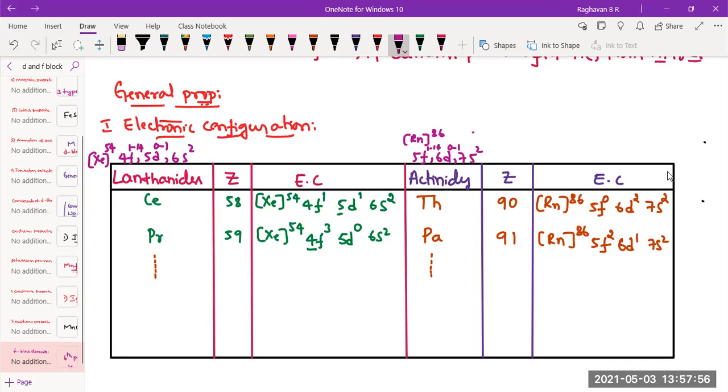One major reason for that is that most of the elements are radioactive. The rest, rare earths, are less found, and there is the complexity of F orbitals. These are all the factors which add up to make it less explored. Yes, sir.